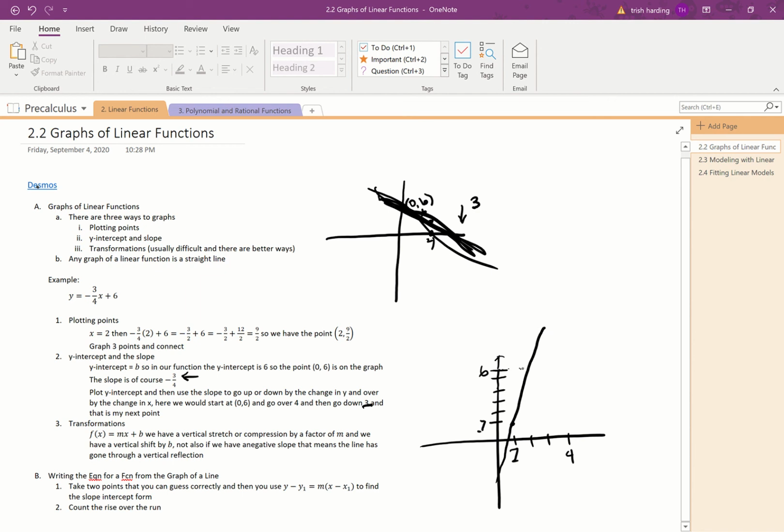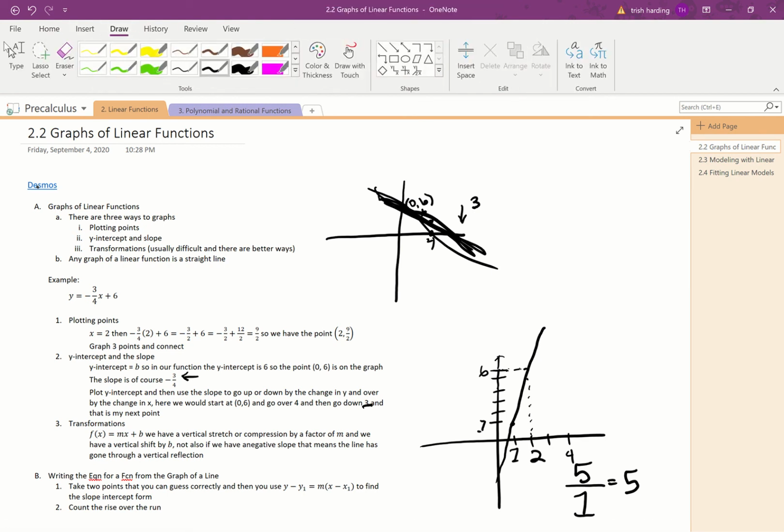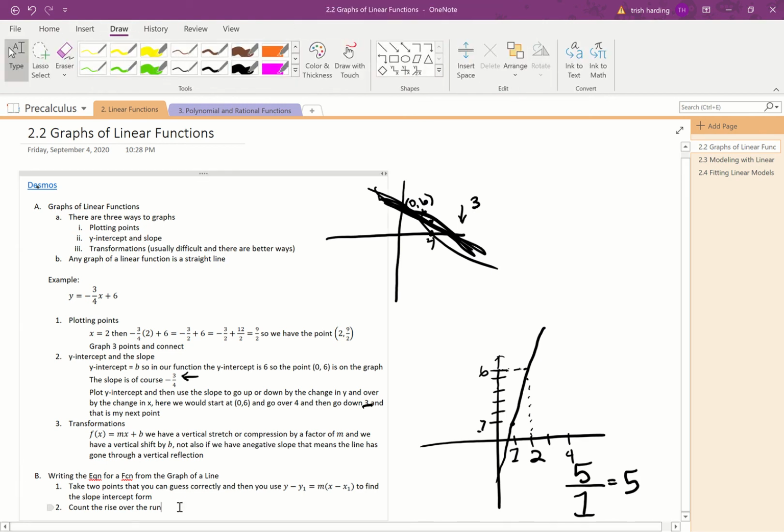Well, notice what's on the line is 2, 6. X is 2, Y is 6. So I went over just 1 in my X's from 2 to 1, except I went up 5. So my slope is 5. And that's what I mean by counting the rise over the run. And then when you do that, count the rise over the run, and you get the slope.